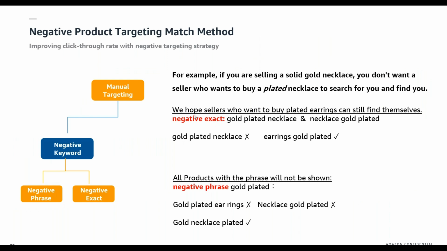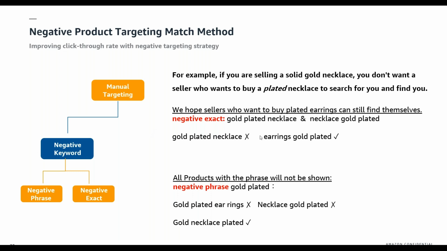So over here, we can take a look at this example, right, when it comes to negative keywords. So if you're selling a solid gold necklace, but you don't want a seller who wants to buy a plated necklace. So your necklace is solid gold, wow, very premium, right? But you don't want all these people looking for plated necklaces because they probably have a lower price point that they want. You can negative exact target gold plated necklace and necklace gold plated. So essentially, you will be negatively targeting this exact keyword in itself, right? However, if someone happens to search for earrings gold plated in a different exact form, you will still be targeted.